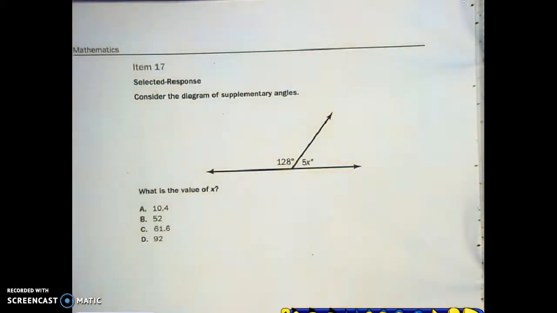Right, so another part of Unit 3 is angles, types of angles. So we have supplementary angles, which means you add them together and they equal 180. Complementary angles, you add them together and they equal 90. Vertical angles are congruent.